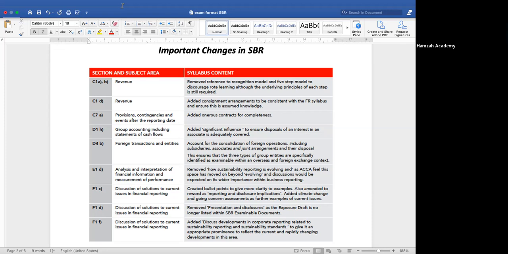So we have a change in IAS 37, that is of the provisions, and we have added the onerous contracts for completeness as well. So this is something which we are going to cover as well.